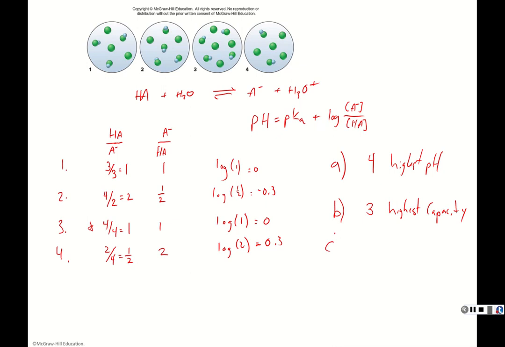And then finally, question C was asking the amount of acid to convert scene 1 to scene 2. If we look at scene 1, we have 3 over 3, acid over base, and we want to convert that into the ratio of scene 2. So in this case, you'd have to add 3 more molecules of HA to get that same ratio.